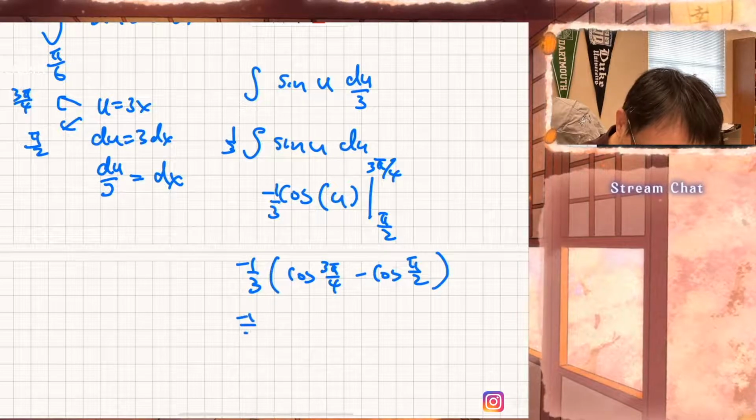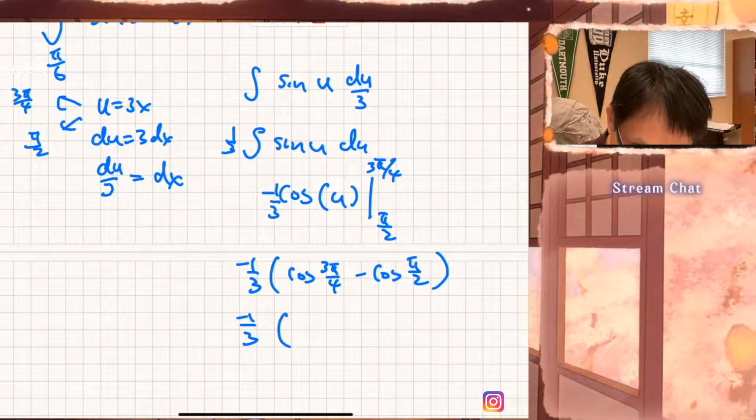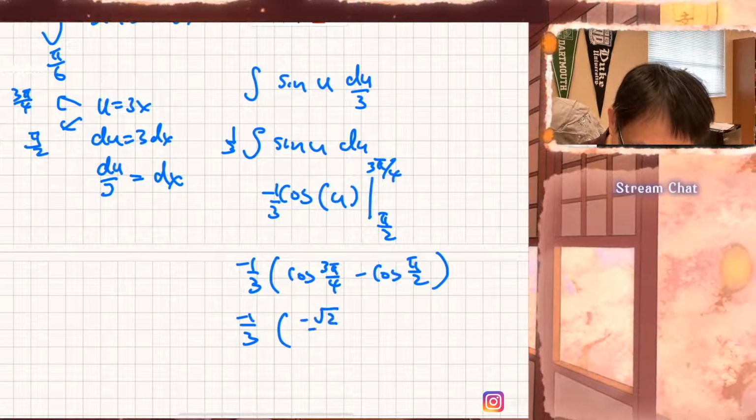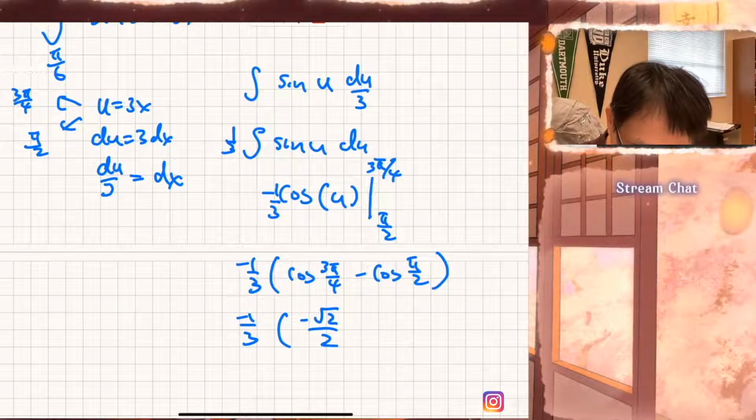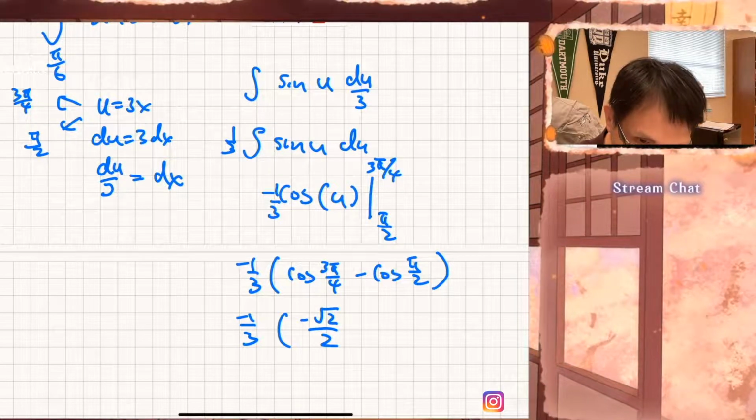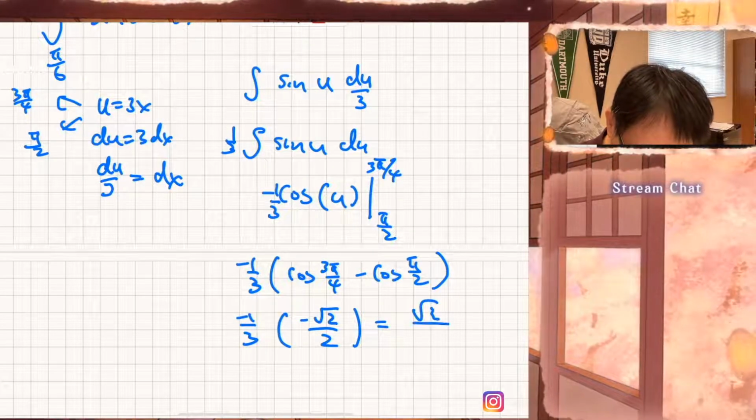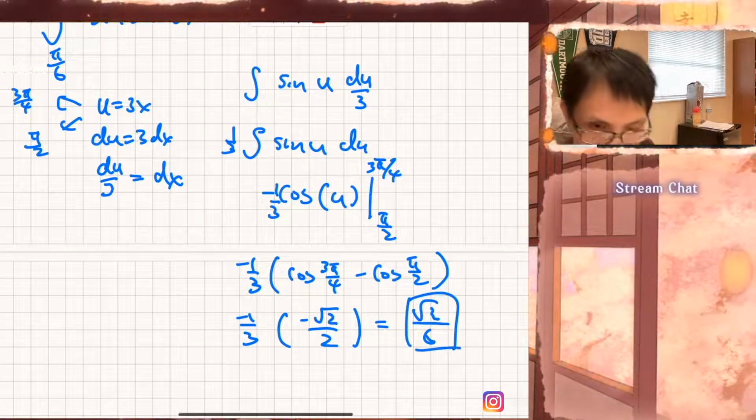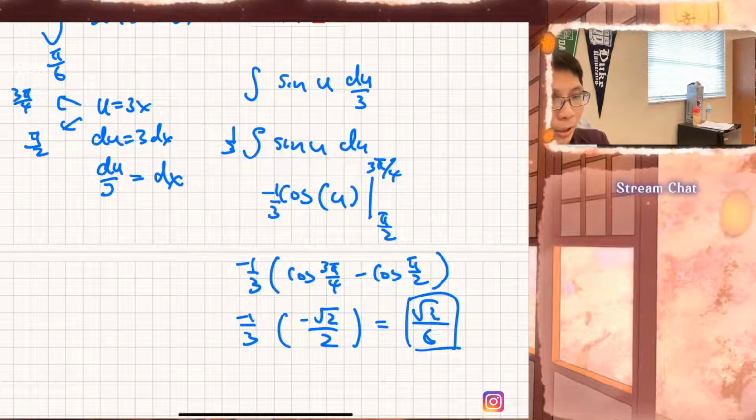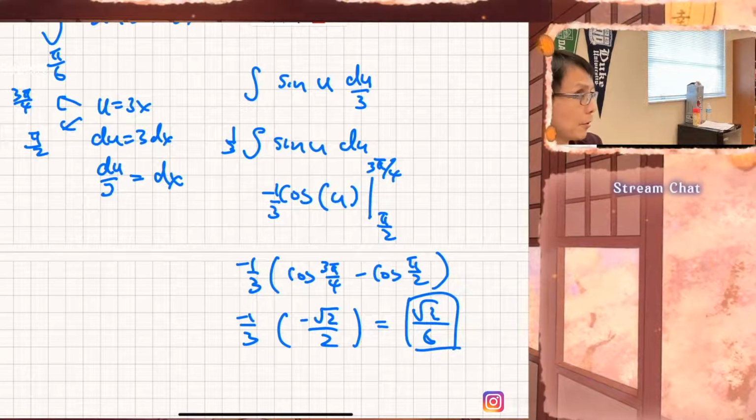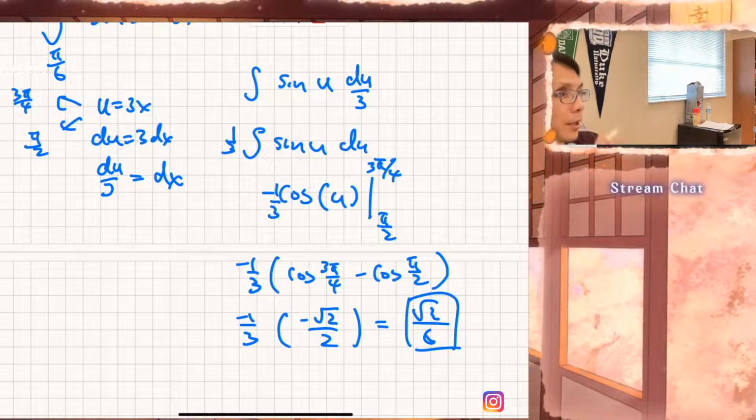So negative 1/3, and that's going to be negative square root 2 over 2, I believe. And cosine of pi over 2 is 0. So 0, so it'll be actually square root 2 over 6. So that will be a final answer. That with the definite integrals, the work's still the same thing.